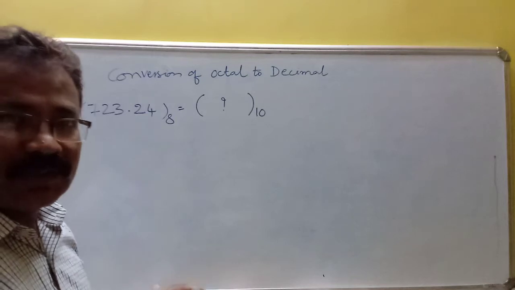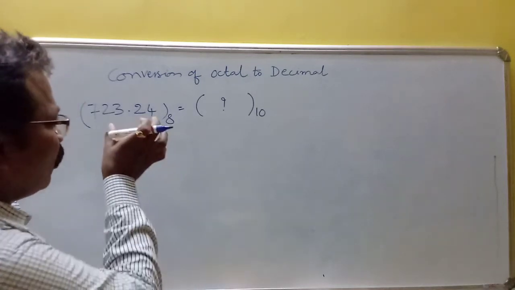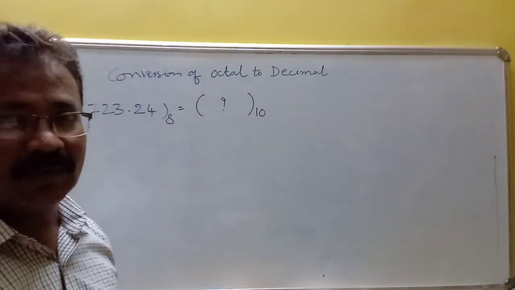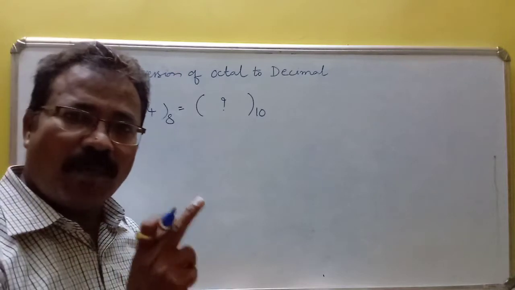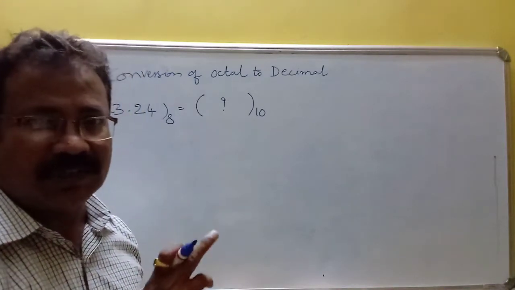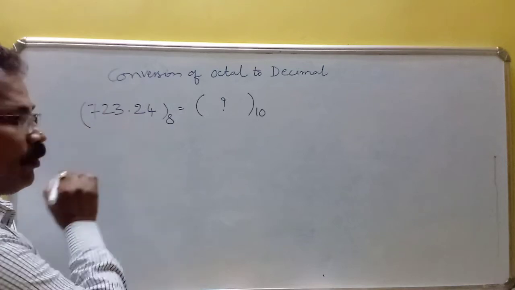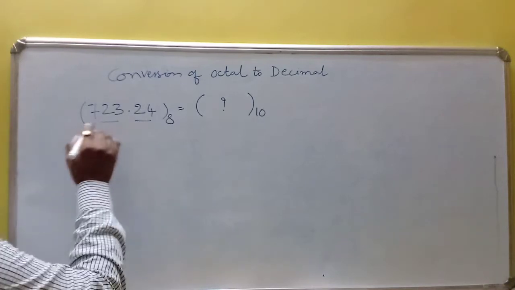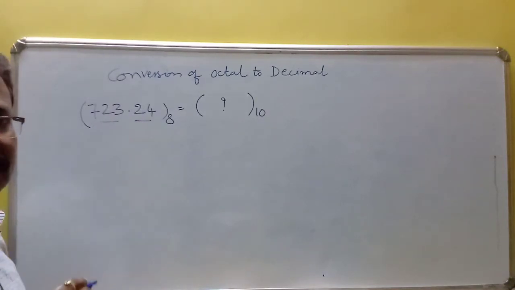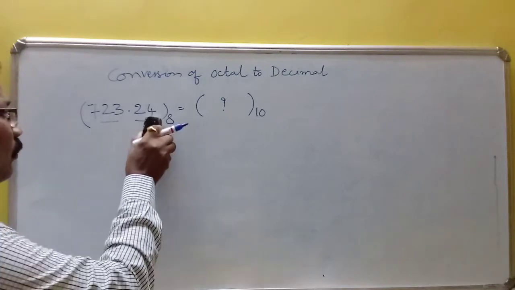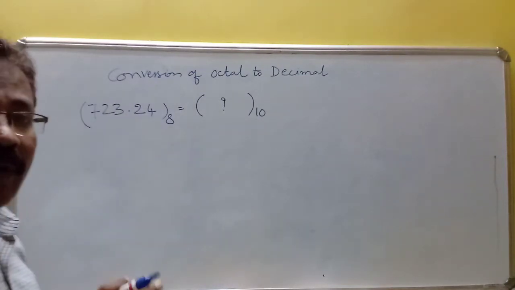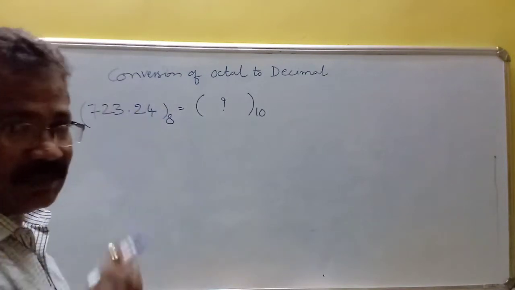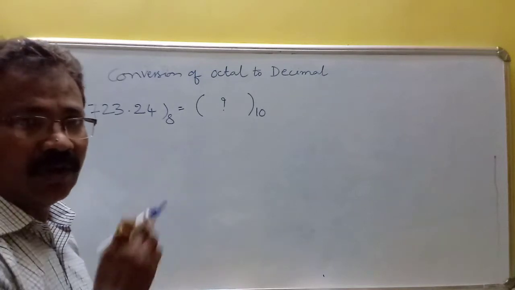Now, what are the steps to be followed to convert this octal number into decimal? First, you have to mark the positional weights of each digit. Here it has two parts. This is the integer part and this one is the fractional part. This 723 is the integer part and 24 is the fractional part. Now we have to mark the positional weights of all the digits.